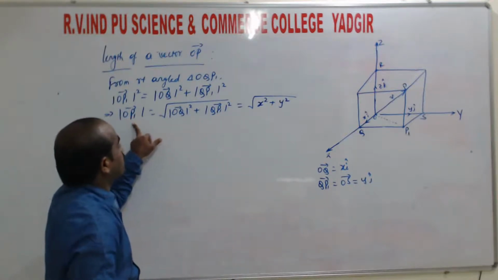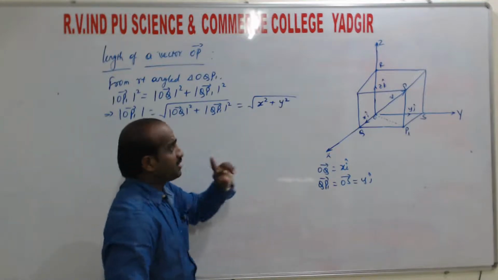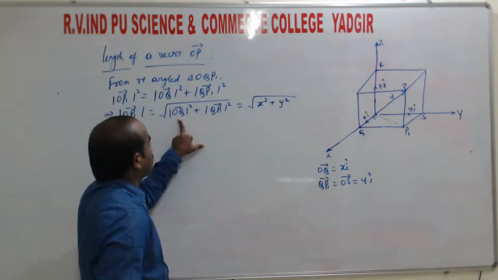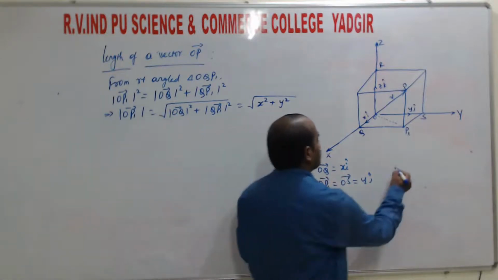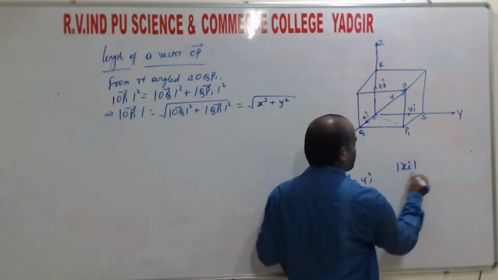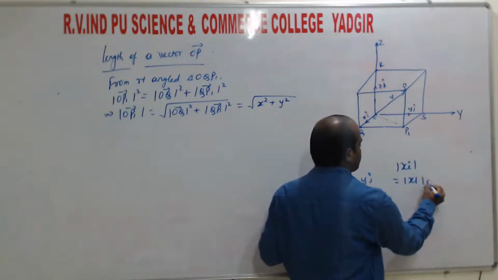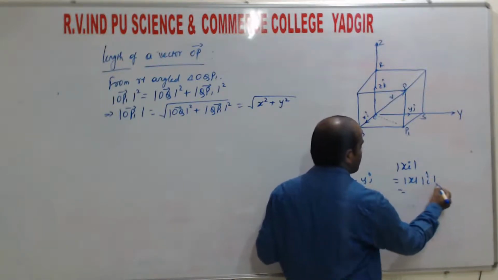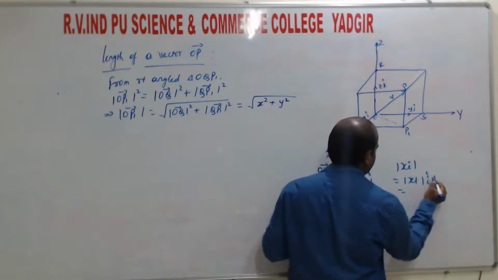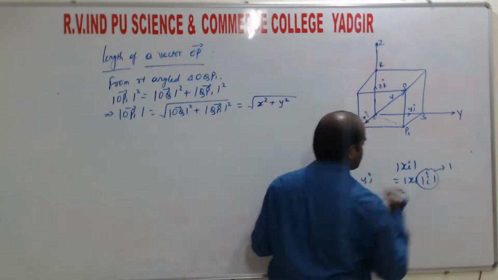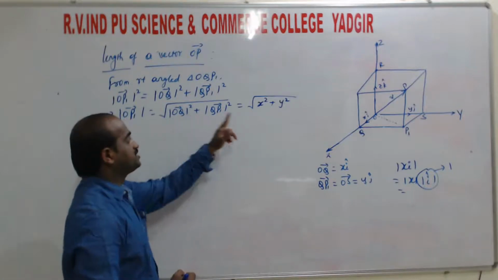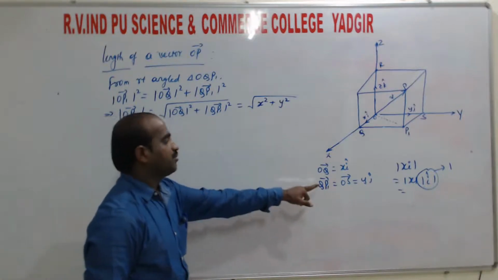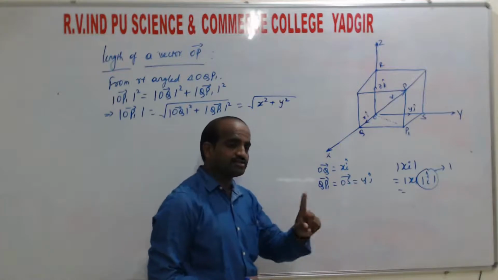Then magnitude of OP1 is what? Root of x square plus y square. OQ is equal, magnitude of OQ is x. Magnitude of xi is magnitude of x into magnitude of i cap. Magnitude of i cap is 1. Now magnitude of OQ square is x square, because magnitude of ijk value is 1.